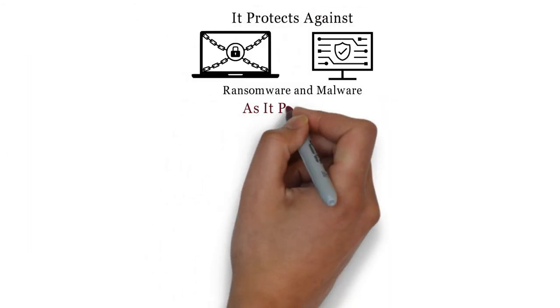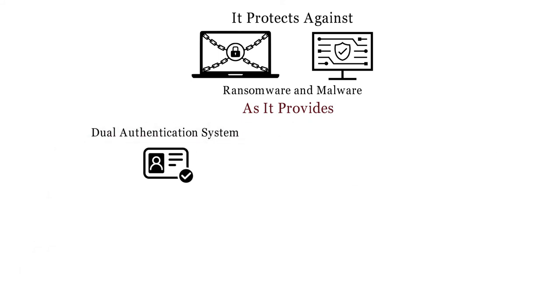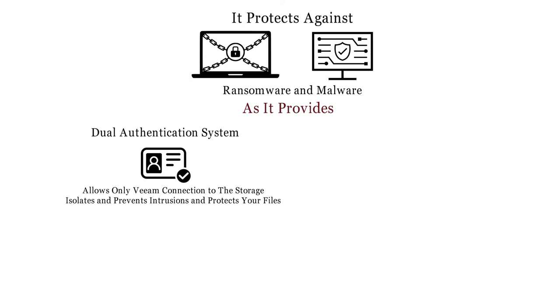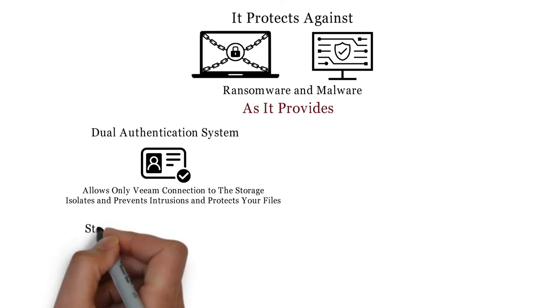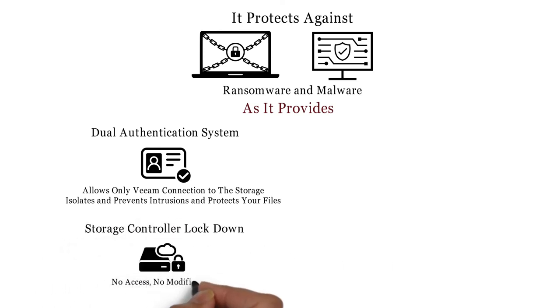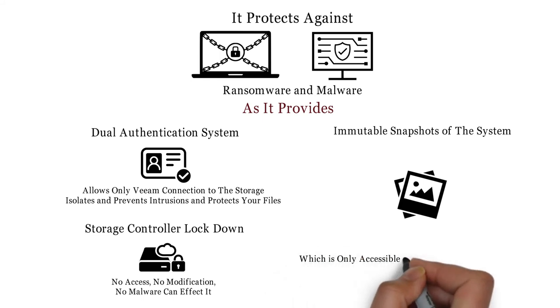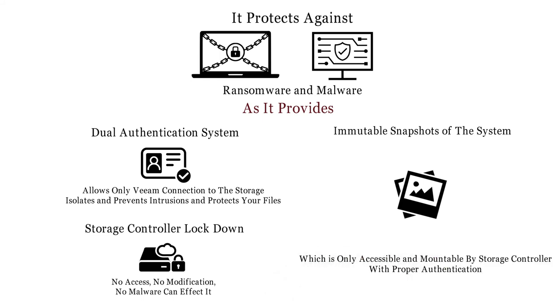It protects against ransomware and malware. It has a dual authentication system which allows only Veeam connection to the storage, which isolates intrusions and protects your files. Storage controller lockdown enables no access, no modification, so no malware can affect it. It provides immutable snapshots for the system which are only accessible by the storage controller with proper authentication.